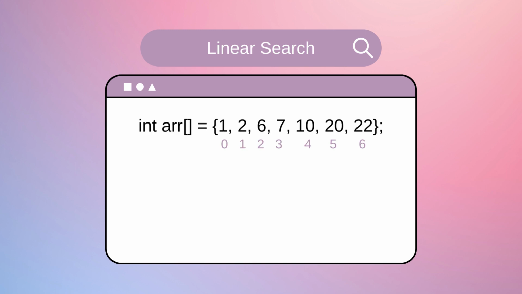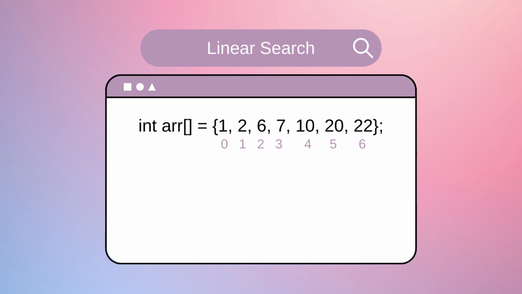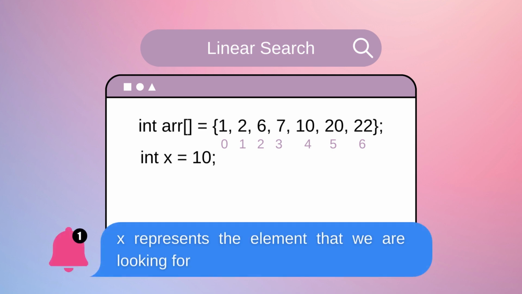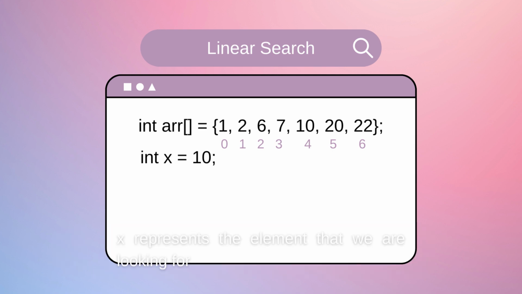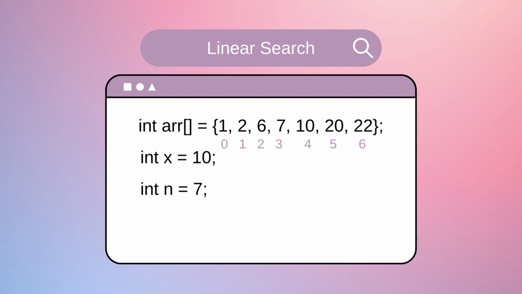Suppose we take this array with the elements 1, 2, 6, 7, 10, 20, and 22. Now, let's say that we are looking for element number 10, and there are 7 elements in the array. What we are trying to do is to find the index of x. Obviously, we can see that 10, or the value of x, is seen at index 4.